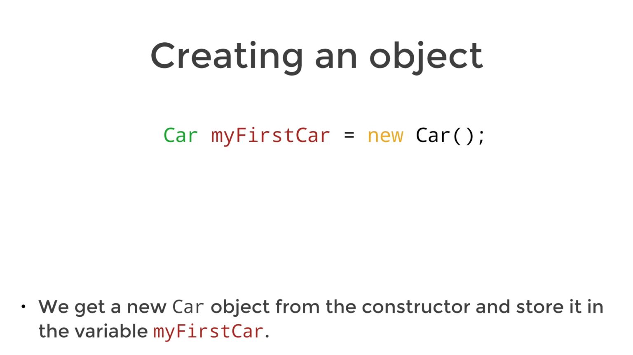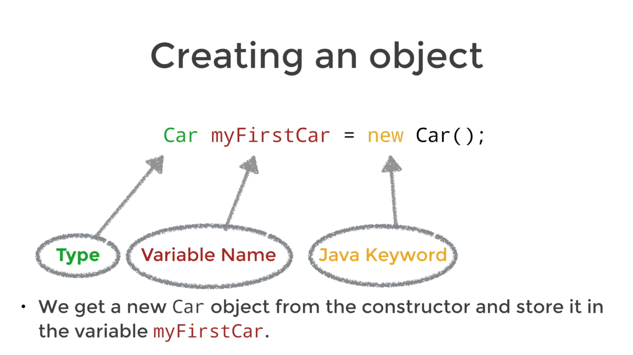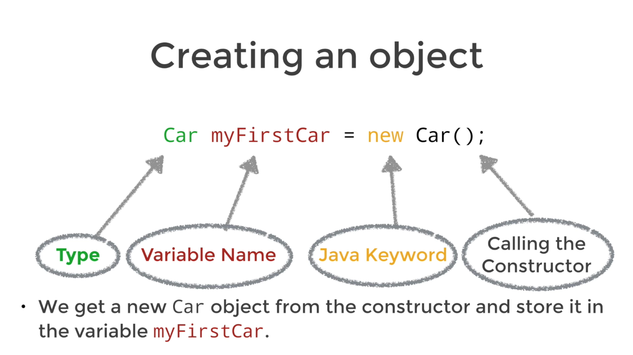Let's take a closer look at this. In green, we have the variable type, which is, in this case, Car, because we have a car object. Then we have the variable name, myFirstCar. We have the new keyword, which is part of the Java vocabulary. And then we have something called the constructor. What the constructor does is make a car for us, and it returns this car, which we're then storing in the variable myFirstCar.